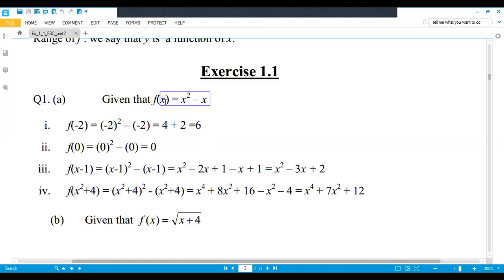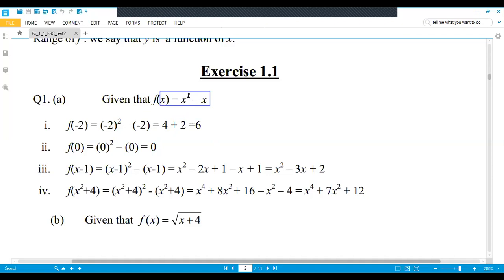Now again you take the same function, but you check it for the value 0. If in place of x you put 0, what do you get? F of 0: in place of x you put 0, so 0 square minus 0. You know that 0 square is 0, and 0 minus 0 again gives 0. Now for the same question, you check it for x minus 1. It means that in the given function, in place of x, you have to put x minus 1.